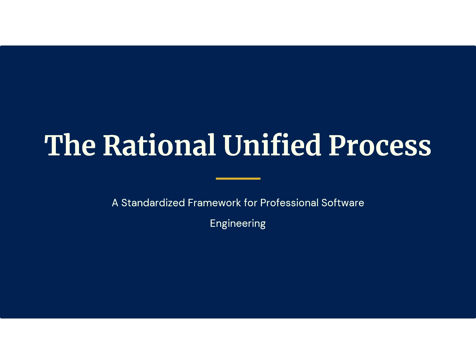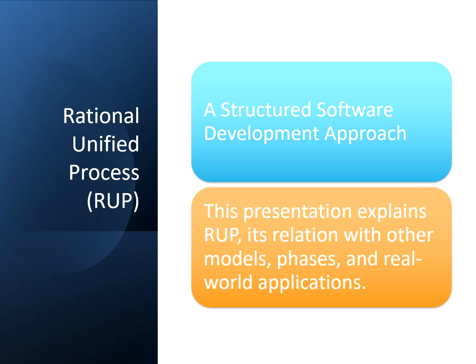Welcome to the next online class of software engineering. Today, we are going to study the Rational Unified Process (RUP), which is a very important software development framework used in professional environments. Think of Rational Unified Process as a structured way of building software step by step while ensuring quality, proper planning, and successful delivery.